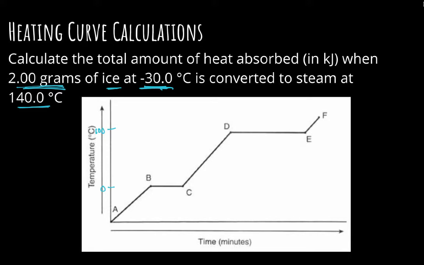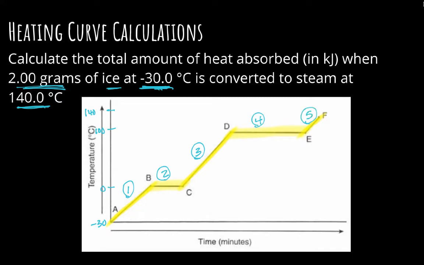The first flat line is going to be 0. The second flat line is 100. If my starting point is minus 30, it has to be below 0. It really doesn't matter where, so I'm just going to put it at the very bottom here. And then steam, my final temperature is above 100, so I'm going to put that up here. What that means is I need all the parts of the graph, and each part of this graph is a different calculation. I can almost think of this as one calculation, 2, 3, 4, 5.